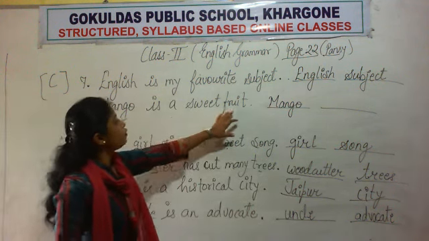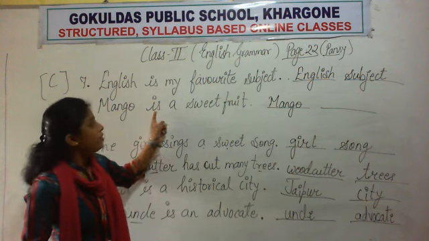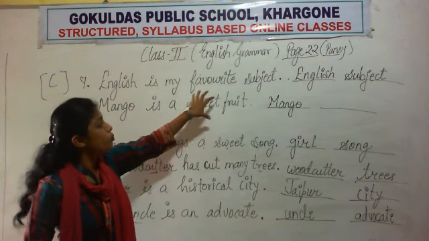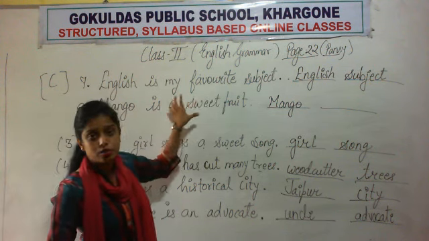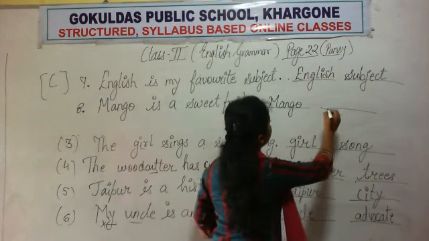Then is a sweet fruit. Is is not a noun. Is a helping verb. Then a is an article. A is not a noun. Sweet is an adjective. वो भी हम बाद में पढ़ेंगे. These are not nouns. Okay. Fruit. Fruit is a noun. What is a fruit? It's a noun.